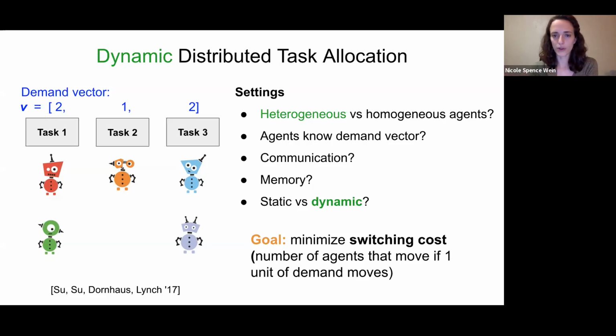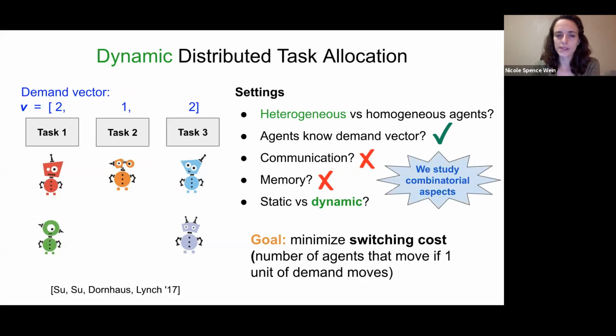Additionally, for these other 3 settings, we have the following. So we are going to assume that the agents know the demand vector. So the agents can observe the demand vector, the complete demand vector. And we're also going to assume that the agents are not allowed to communicate with each other at all. And they also have no memory at all. And these restrictions, what they amount to is that we end up studying kind of the combinatorial aspects of this problem. And that will become clear when we define the actual problem statement.